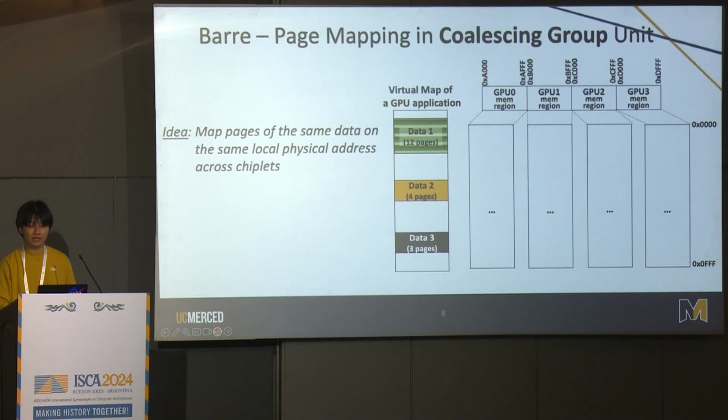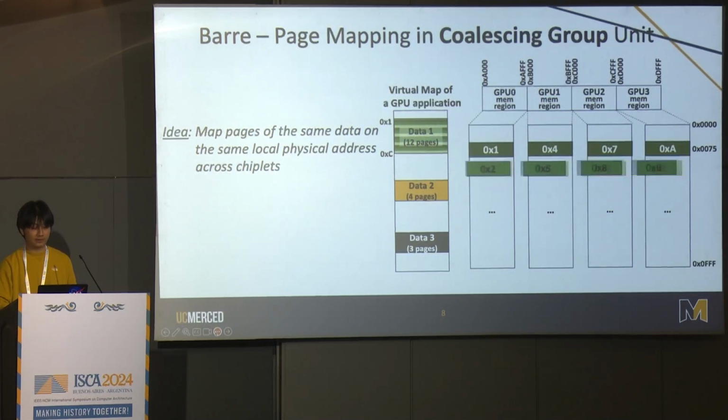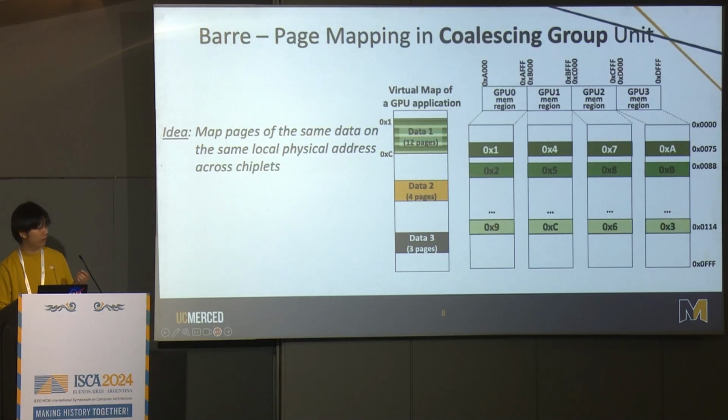We then introduce our key idea: coalescing group. The idea is to provide a lightweight page allocation rule by mapping pages of the same data to the same physical location addresses. Here, we intentionally enforce the same relative pages to be allocated at the same physical locations. For example, pages 0x1, 0x4, 0x7, and 0xA are allocated at physical location 0x0075 at each GPU chip. And similarly, we can process data 2 and data 3.